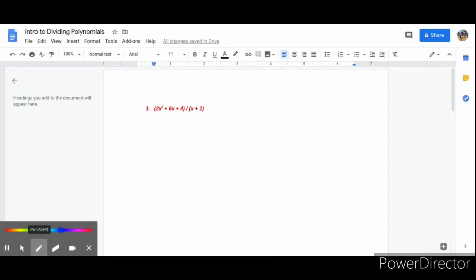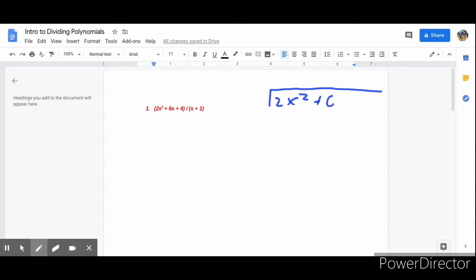So we can put it as the bracket, and we have 2x squared plus 6x plus 4, and we're dividing by x plus 1. So put x plus 1 right here. Okay, so this is where it starts to get different.